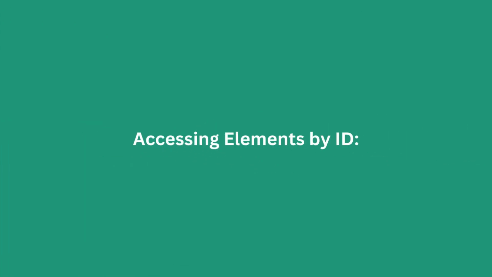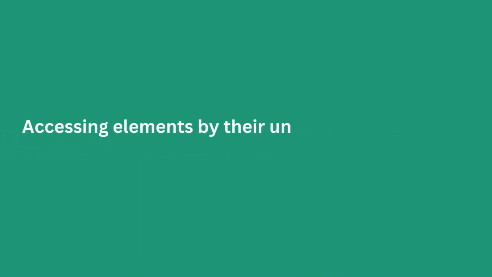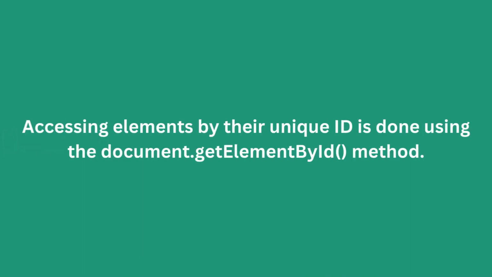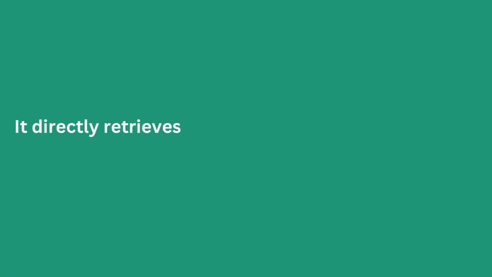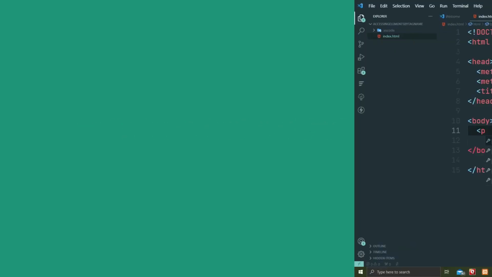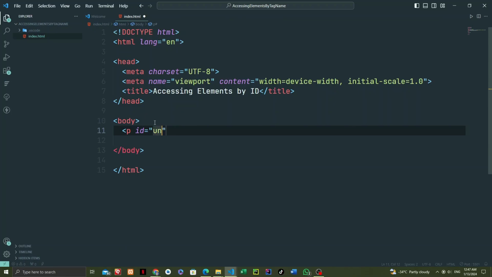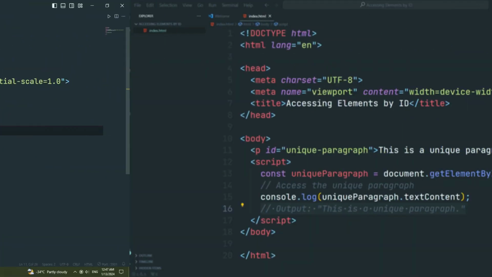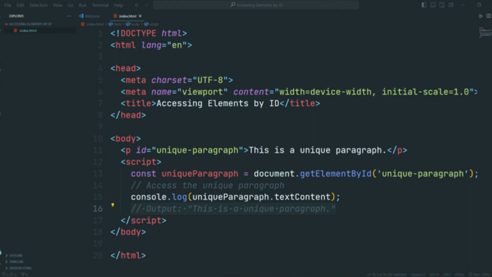Accessing elements by ID. Accessing elements by their unique ID is done using the document.getElementById method. It directly retrieves the element with the specified ID. Here's an example. Suppose you have the following HTML. In the index.html file, write the code like this. A p tag with ID equals uniqueParagraph.